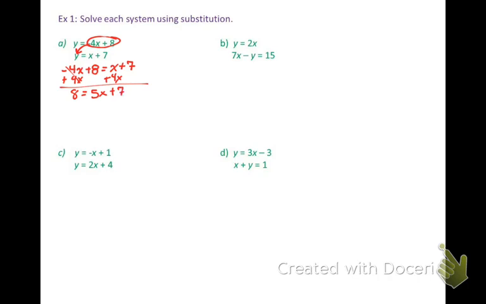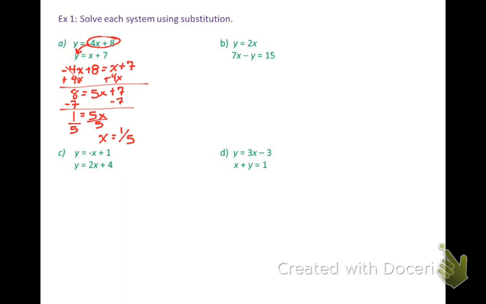Remember, you can bring the x over to the other side. It doesn't matter which way you do it. And then you subtract 7. So I have 1 equals 5x. Then divide by 5. So x equals 1/5. Now, that is my first step. That's step 1.